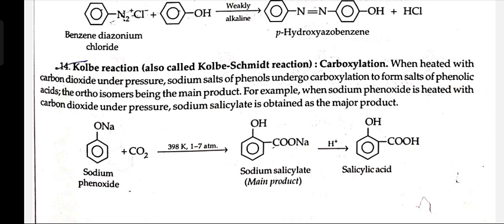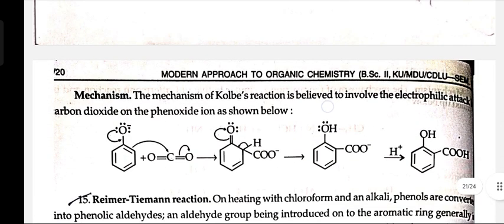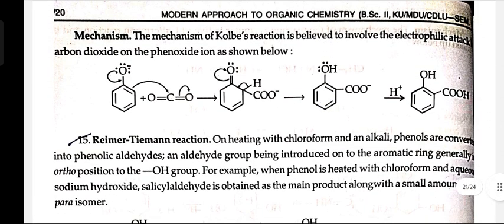Next reaction is the Kolbe reaction. When heated with carbon dioxide under pressure, sodium salts of phenols undergo carboxylation to form the salt of a phenolic acid, with the ortho isomer being the main product. For example, when sodium phenoxide is heated with carbon dioxide under pressure, sodium salicylate is obtained as a major product. The mechanism of the Kolbe reaction is believed to involve the electrophilic attack of carbon dioxide on the phenoxide ion as shown below.